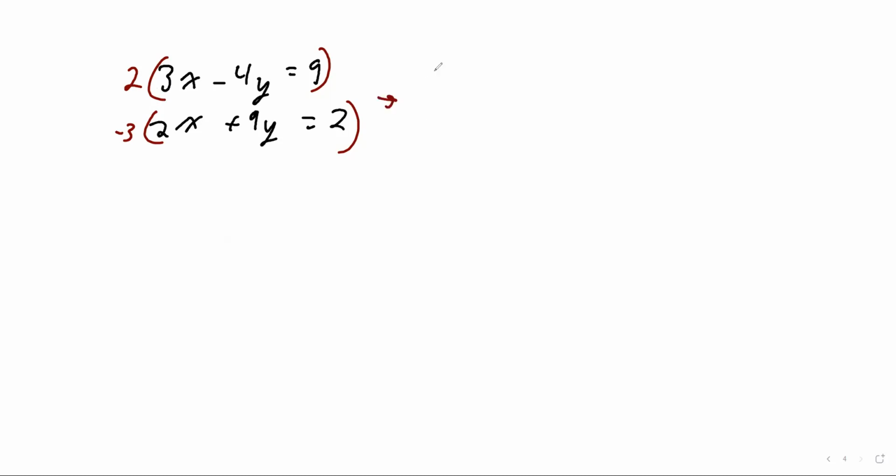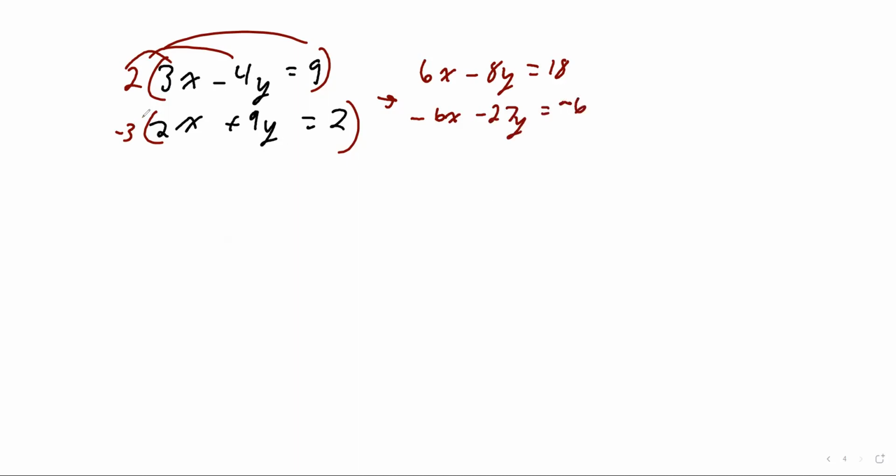All right. And then I'm going to distribute. So that will give me 6x minus 8y equals 18. This will give me -6x minus 27y equals -6. And make sure you distribute it even to the constant. All right. After that, I'm ready to add them up.